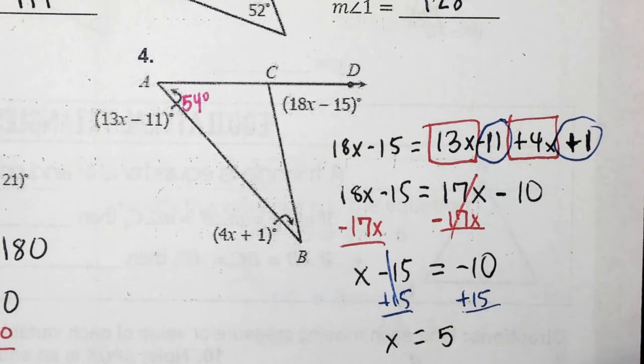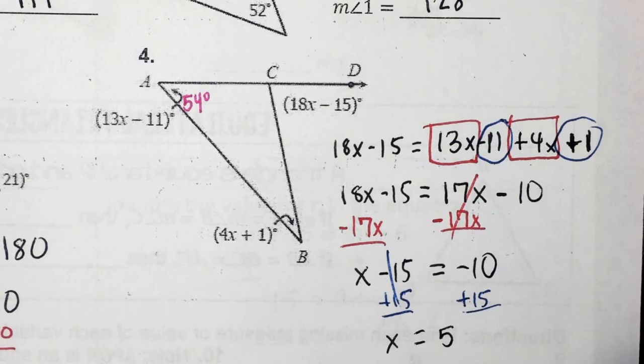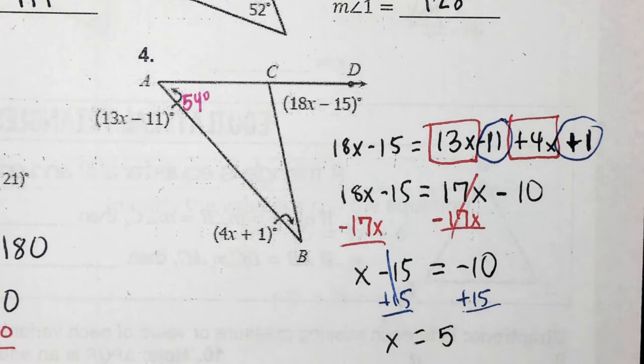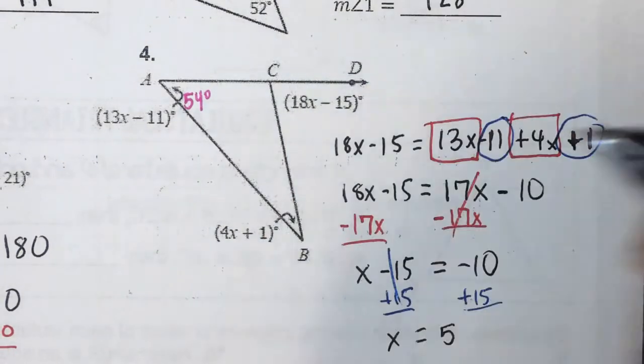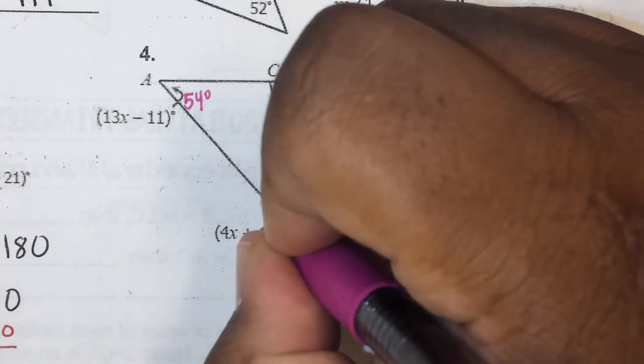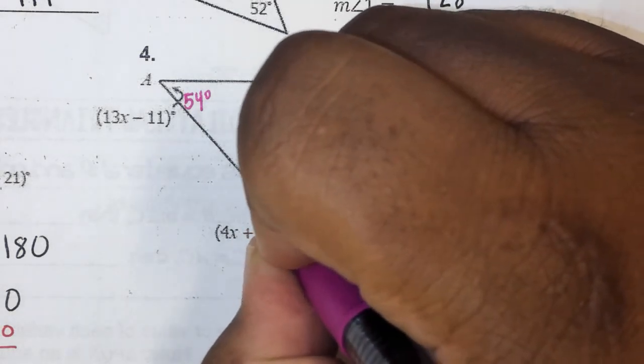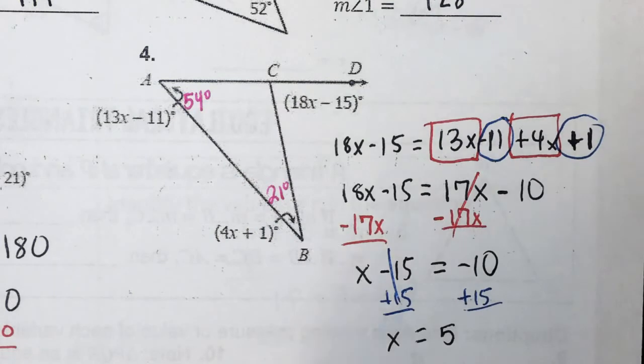The next one is ABC. Which expression is that? 4x plus 1. So what did you say now? Man, you are tripping. You subtracted 1.